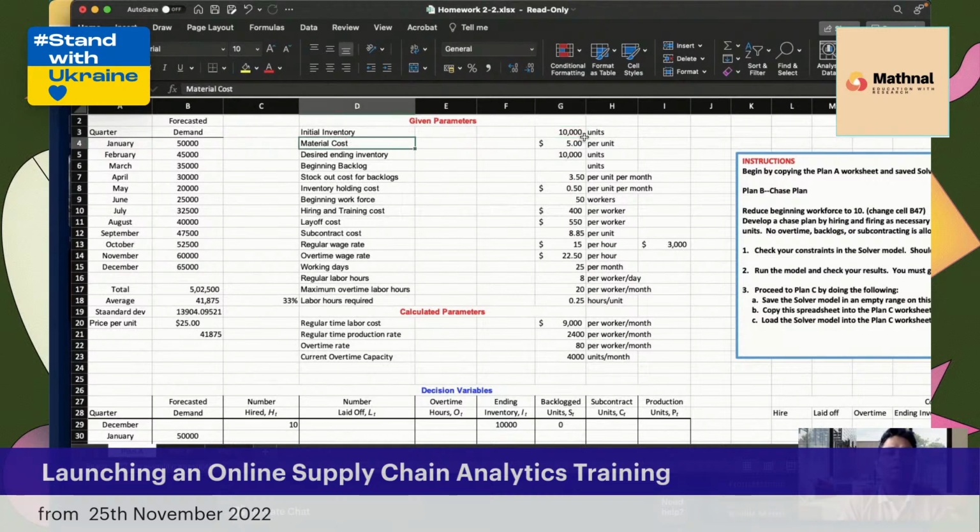Now if you look at the material cost, it is $5 per unit. The desired ending inventory is 10,000 units. What we are also defining here is the desired ending inventory. So at the end of December 2022, how much inventory do I want to have? I should not have more inventory, and I should not have less inventory. I need to define how much inventory I should be left with. After selling all the products, I need to have 10,000 units of inventory at the end of December of my current financial year, right?